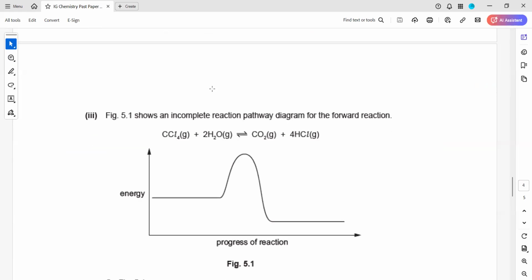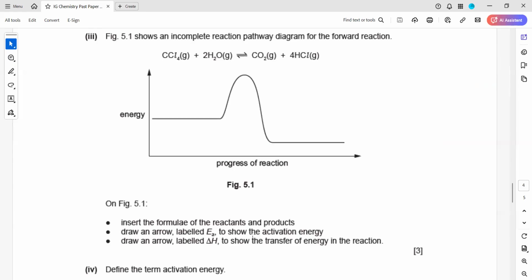Next is figure 5.1, which shows an incomplete reaction pathway diagram. On the figure, insert a formula for the reactant. So the reactants are CCl4 and H2O. The product's state symbol is given, so you can directly add it. If you don't add it, I don't think you will lose a mark, because the question says insert a formula, just a formula, not the state symbol.